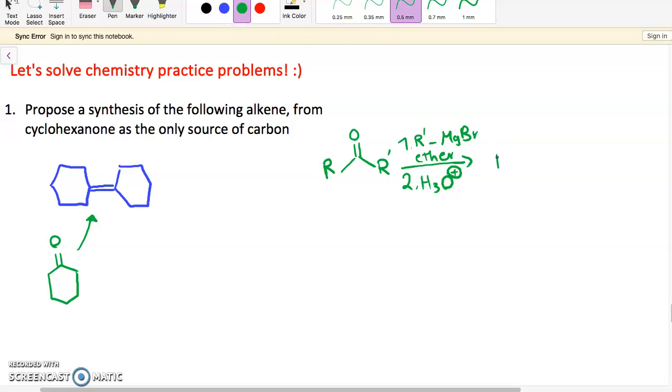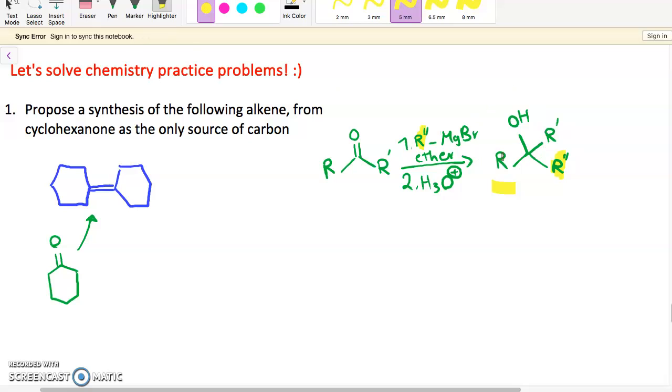And this gives me an alcohol. That's why we do an acidic workup, to protonate that oxygen. R prime, and let's just give this... okay, so this comes from our Grignard reagent. Now if I compare this one to our product, I can see that I have an alcohol here, but in the product I have an alkene. I'm not going to worry too much about it because I know an easy way to convert alcohols to alkenes, that's just through dehydration, so let's not worry too much about that.